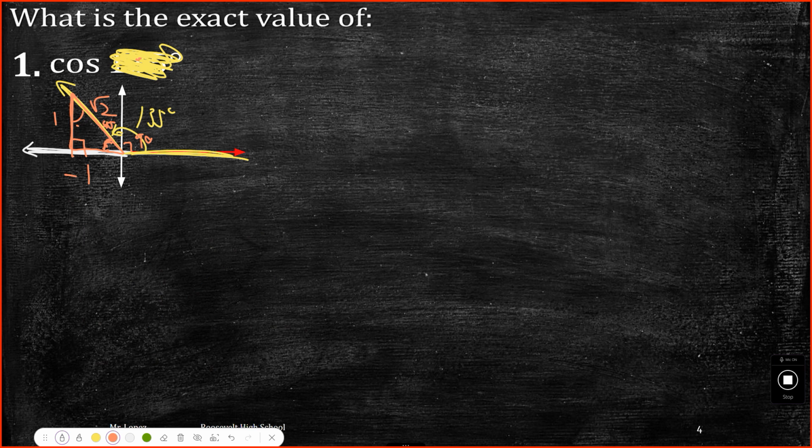Okay. So now, let's go. What is the definition of cosine again? What was the definition of cosine? Cosine is a ratio of the adjacent over the hypotenuse. So what over what is the answer? Isn't this adjacent right here? It would be negative 1 over root 2.